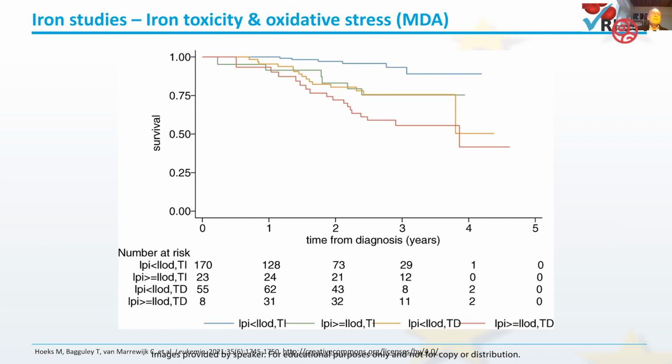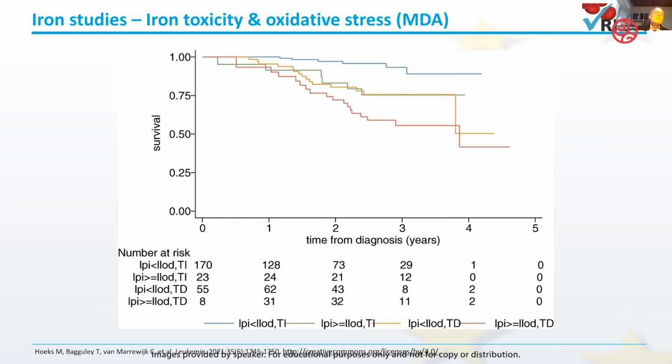What you see here are survival curves during the first 4 years after diagnosis. The upper curve, the blue line, shows patients who are transfusion independent and who have no labile plasma iron present in the blood, so it could not be detected.